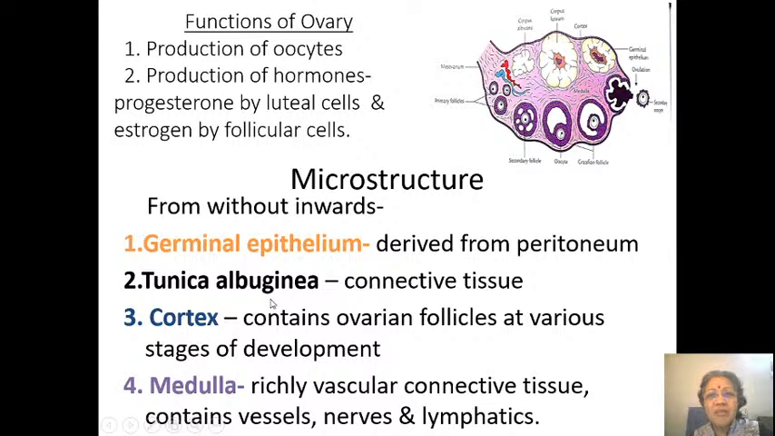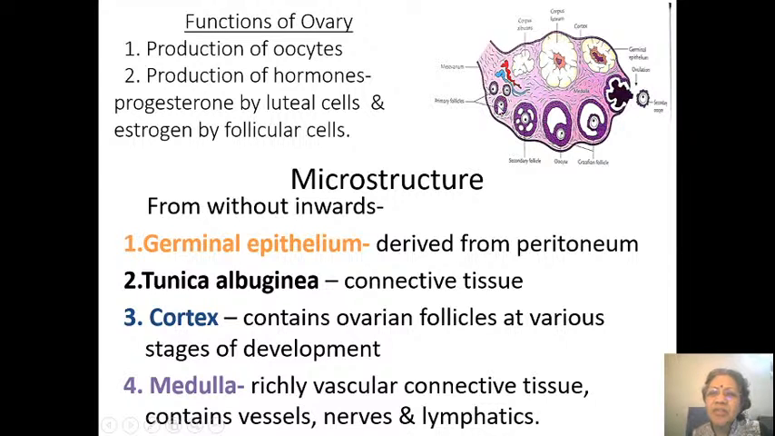Then you have a tunica albuginea, just like you had in the testis, but it is a much thinner layer compared to testis. It is a connective tissue domain. Then you have an outer cortex and an inner medulla. The outer cortex contains the follicles at various stages of development, and the medulla is richly vascular connective tissue containing vessels, nerves, and lymphatics. So this diagram you must have seen 100 times, and in physiology also you must have learned it.